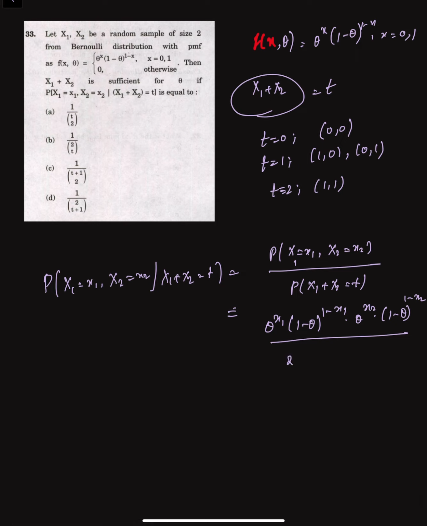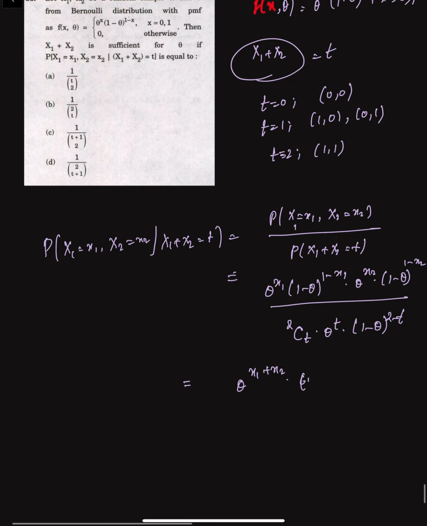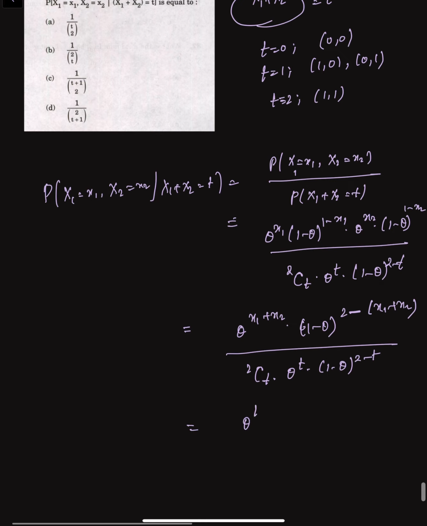So that is nothing but theta to the power x1 plus x2 into (1 minus theta) to the power 2 minus (x1 plus x2), divided by 2 choose t into theta to the power t into (1 minus theta) to the power 2 minus t. So that is theta to the power t, (1 minus theta) to the power 2 minus t, divided by 2 choose t into theta to the power t into (1 minus theta) to the power 2 minus t. So therefore these two will get cancelled and we'll be left with 1 by 2 choose t. Therefore option B is the correct answer.